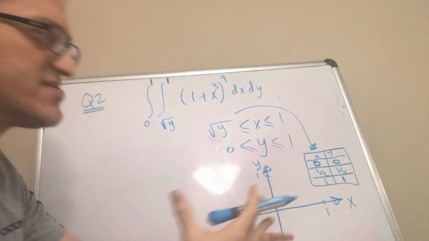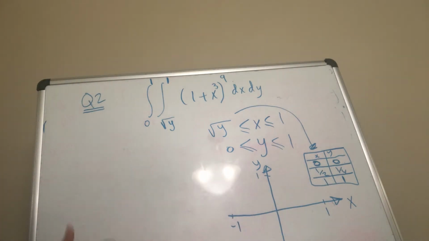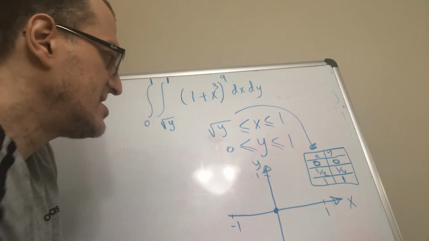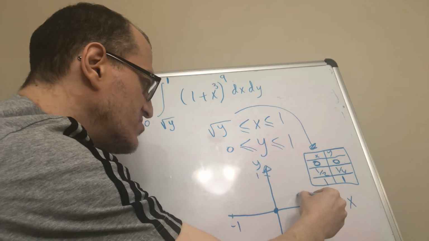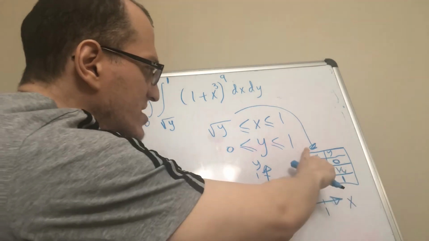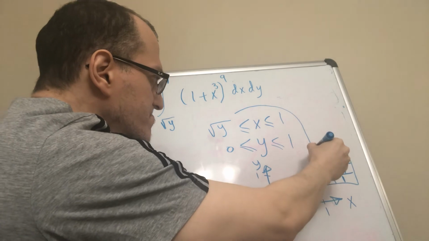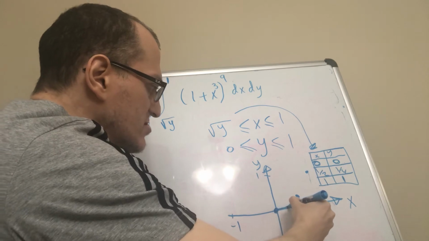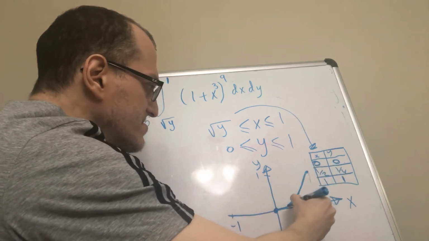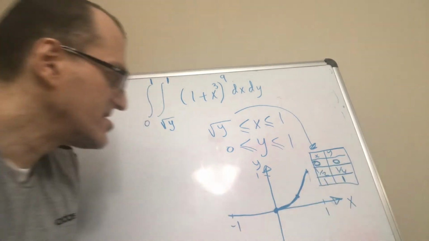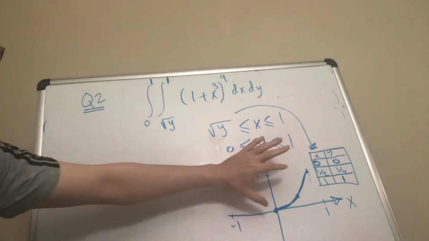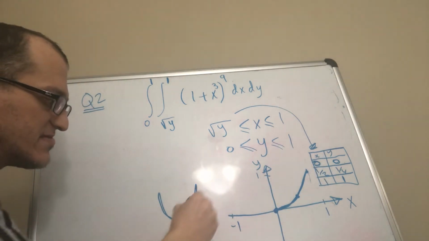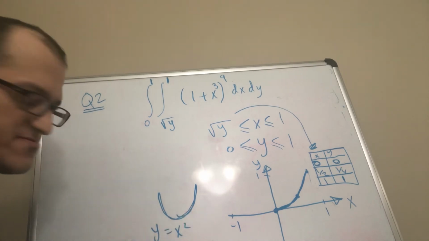Again, you don't have to do this, but this is just to help you figure out how the graph is going to look like. So 0, 0, that's 1 point. Half with a quarter would be somewhere here. And 1, 1 would be this point here. So this is how it looks like. If you notice, this graph is like y equals x squared.